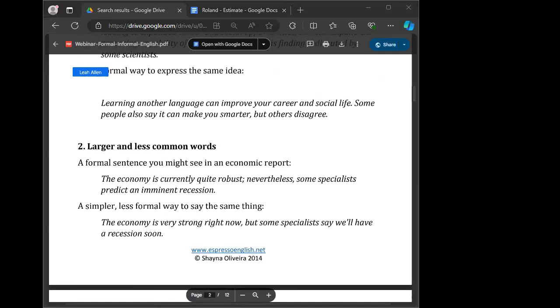Okay. Now, formal language is also going to have larger and less common words. So here, for example, the economy is currently quite robust. Nevertheless, some specialists predict an imminent recession. Okay, so we can say that less formally by just saying the economy is very strong right now, but some specialists say we'll have a recession soon.